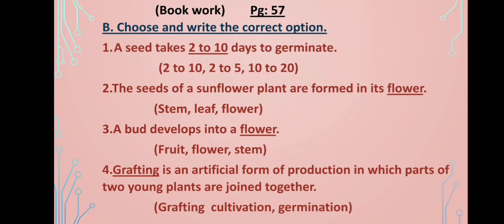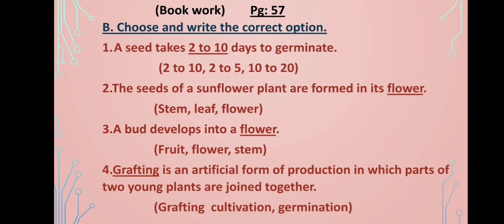Tick on the right option and write it in the blank. Number 2. The seeds of a sunflower plant are formed in its dash: stem, leaf, flower. Yes, it's flower. Number 3. A bud develops into a dash: fruit, flower or a stem. A bud develops into a flower.